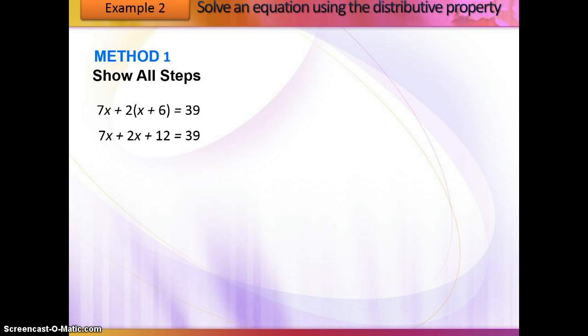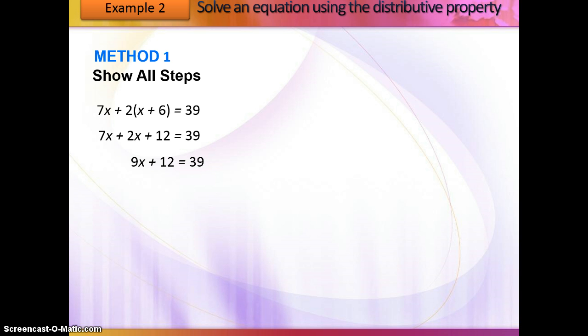So first we will distribute the 2 to the x plus 6, which will give us 7x plus 2x plus 12 equals 39. We'll combine like terms, the 7x and the 2x on the left, which will give us 9x plus 12 equals 39.